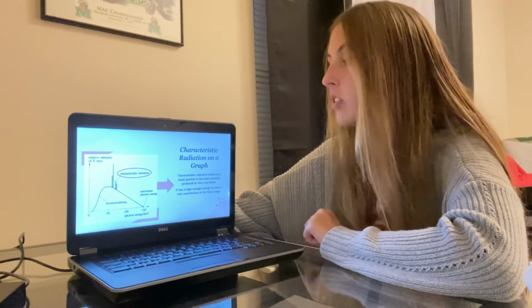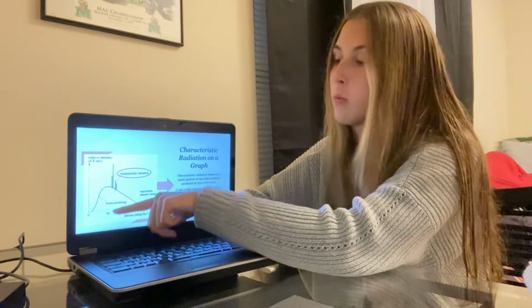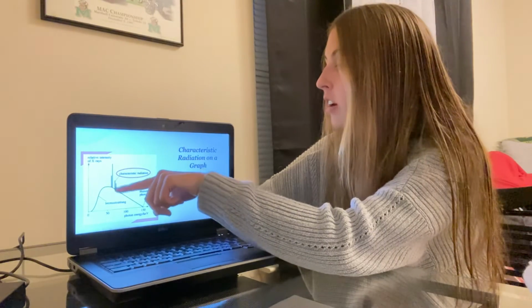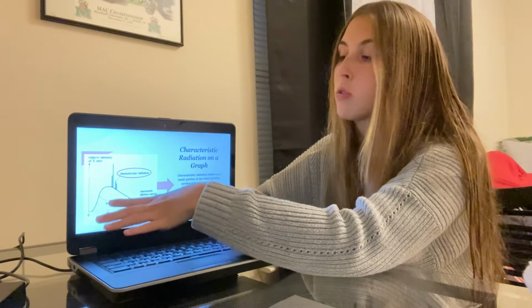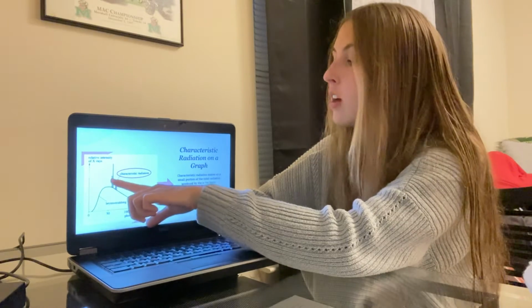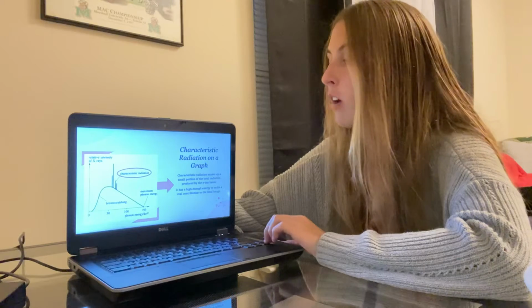This is characteristic radiation on a graph. As we stated before, bremsstrahlung is this large portion beneath the curve, and these spikes here represent characteristic radiation. Even though they aren't as much as the bremsstrahlung, which is the vast majority of the beam, they are high enough to make a real contribution to the final image.